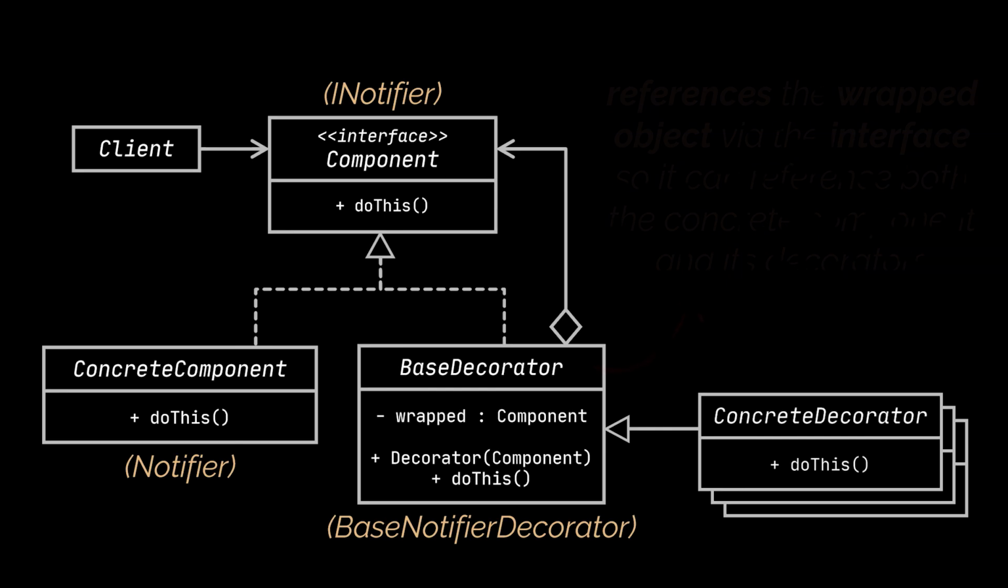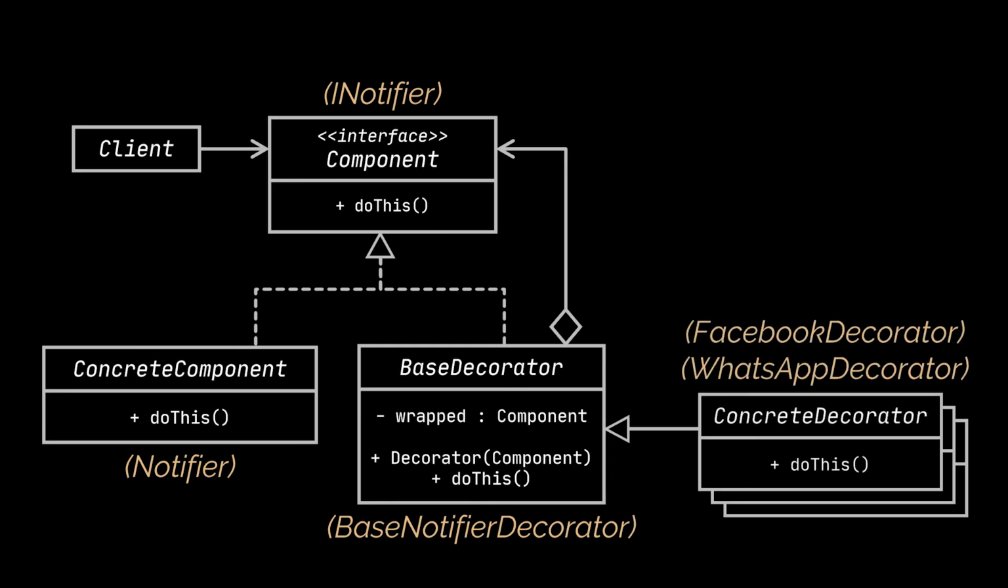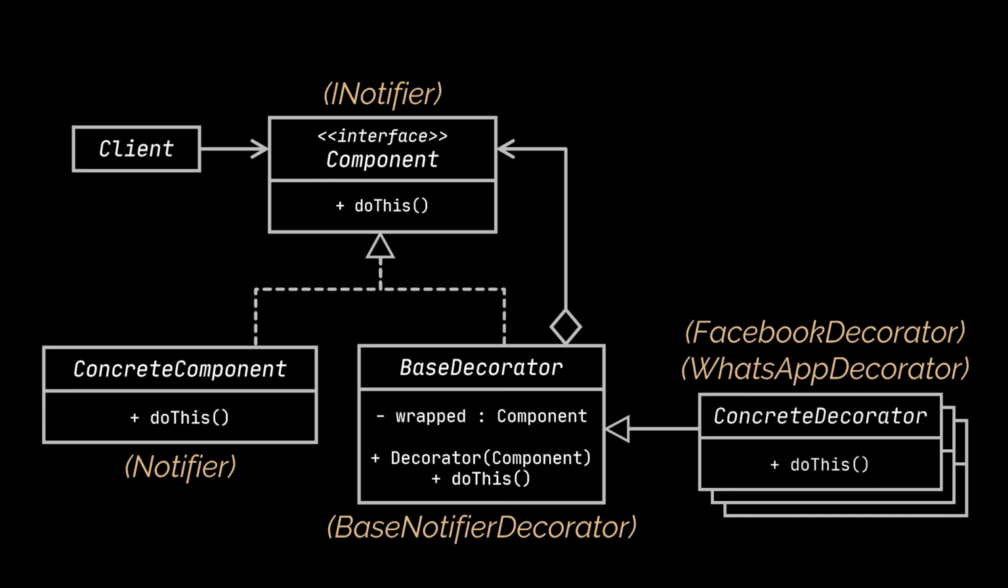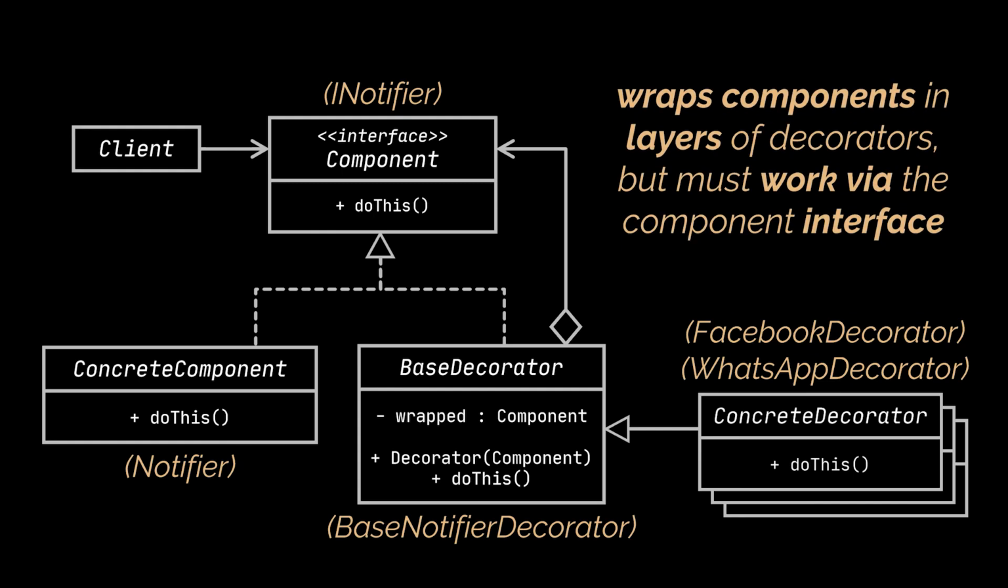This base decorator can and is most probably extended by concrete decorators. In our example, we had both the Facebook decorator and WhatsApp decorator classes. These decorators override the methods of the base decorator and execute their behavior either before or after calling the parent method. Calling the parent method is a must. Finally, the last piece of the diagram is the client. The client can wrap components in multiple layers of decorators as long as it works with all objects via the component interface.